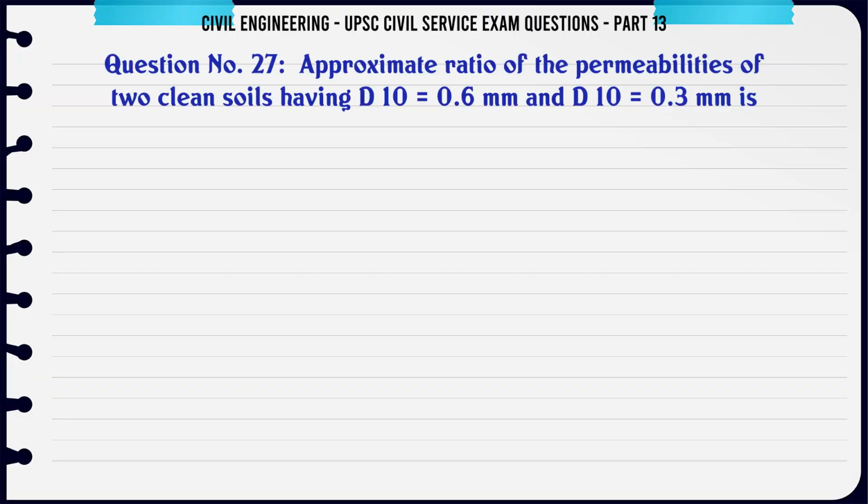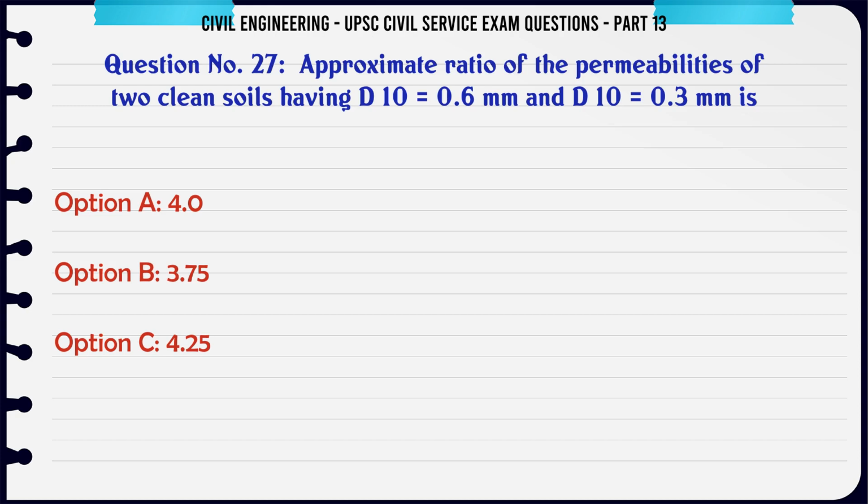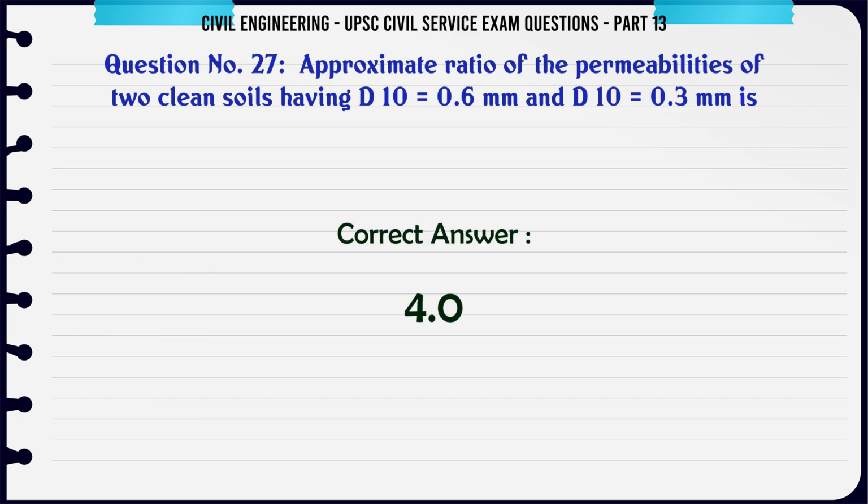Approximate ratio of the permeabilities of two clean soils having D10 = 0.6 mm and D10 = 0.3 mm is A. 4.0, B. 3.75, C. 4.25, D. 3.5. The correct answer is 4.0.